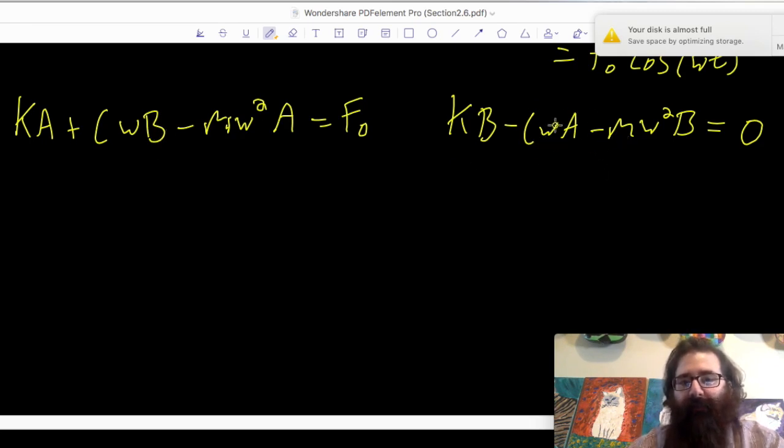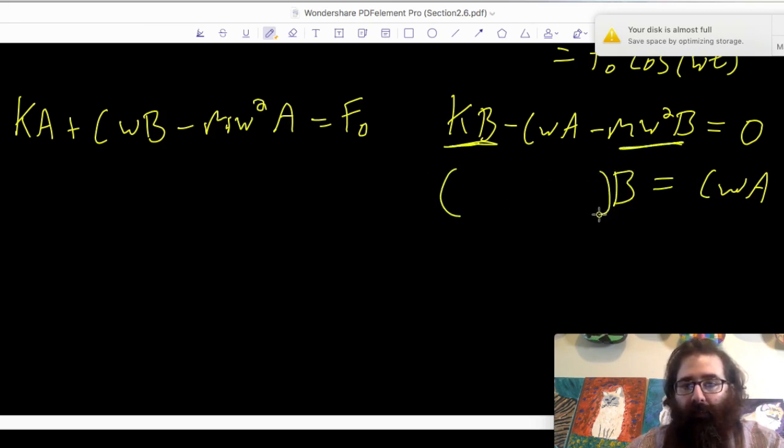So I can add c omega a over. And of the remaining terms that have B, I can factor B out. And I'm left with k, since I had k b, so k. This has got moved over, and then minus m omega squared. And that's factoring, and then I moved this one over there, and I can solve for B now.